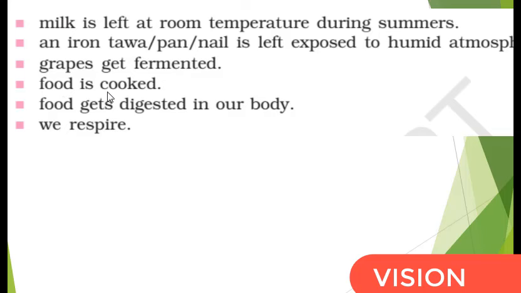And next, food is cooked. Food is cooked means what will happen? The color will change and the texture will change. Temperature will change. Likewise, most things will change. Food gets digested in our body, and the food will be excreted. Excreta is in a different color.